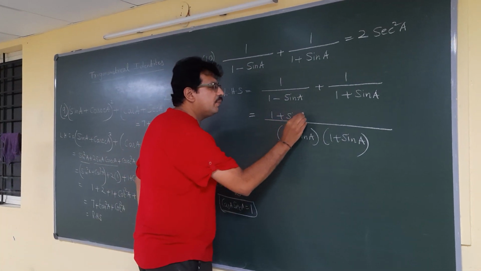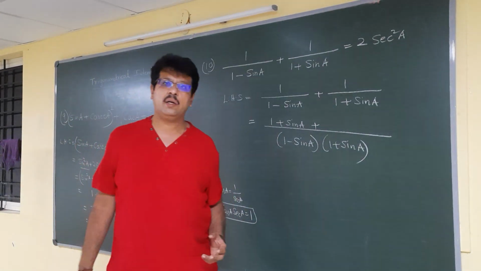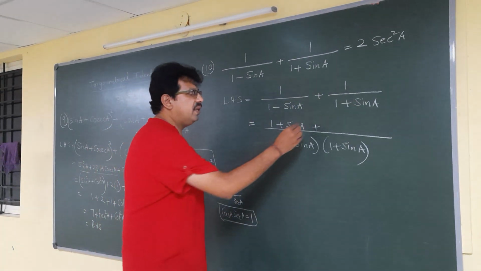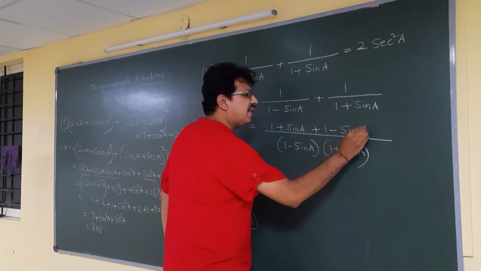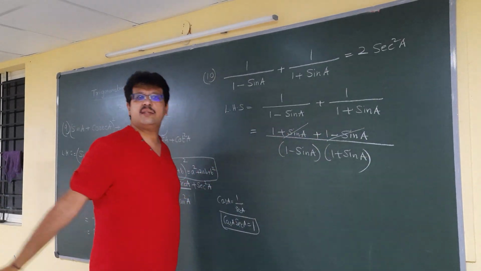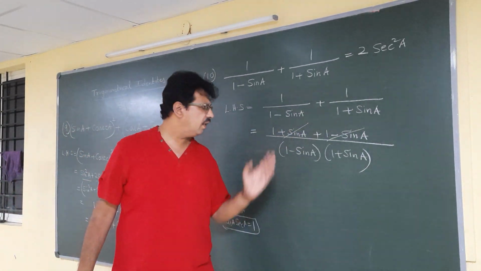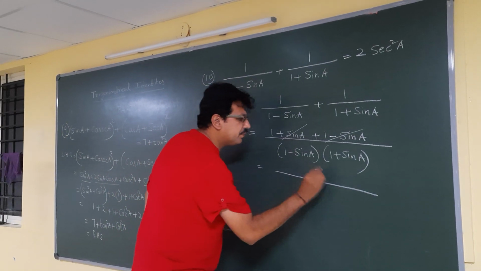That's the LCM concept I have explained to you in my previous video, how to take LCM. So it's the same thing, 1 into 1 plus sin A plus 1 into 1 minus sin A is 1 minus sin A. So plus sin A minus sin A will get cancelled, no children. It's a very simple thing. Just plus sin A minus sin A will get cancelled. 1 plus 1, 1 plus 1 is 2.